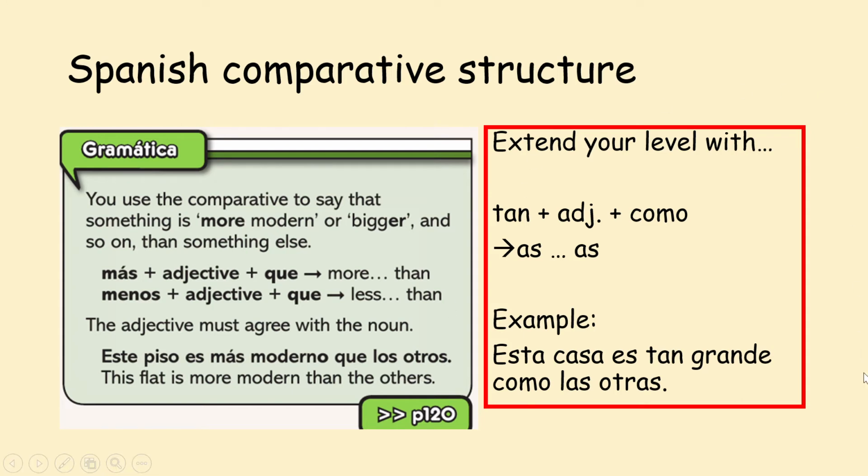To extend your level, this is really going to make your writing stand out. You can have this one. Tan plus adjective plus como, meaning as. It is still a comparative, but it's comparing two things and saying they're equivalent to each other. For example, esta casa es tan grande como las otras. This house is as big as the others. Okay, make sure you made some notes on that and ready for the next bit.